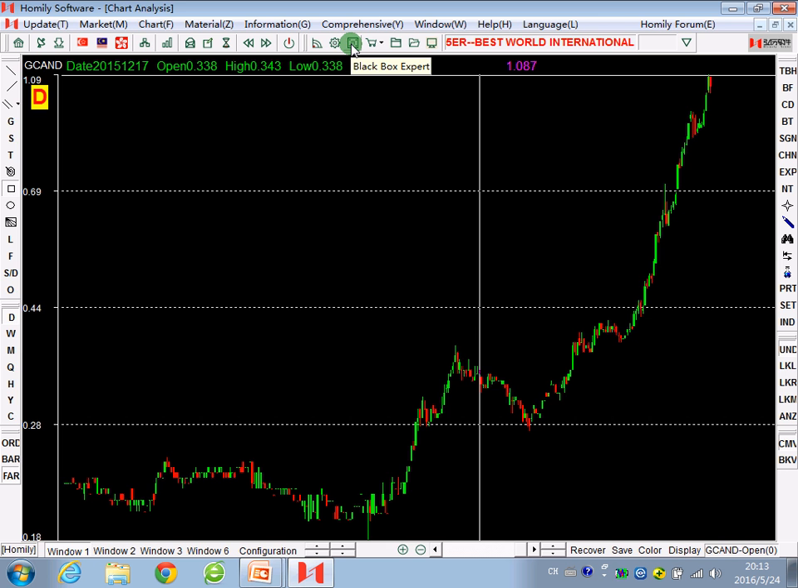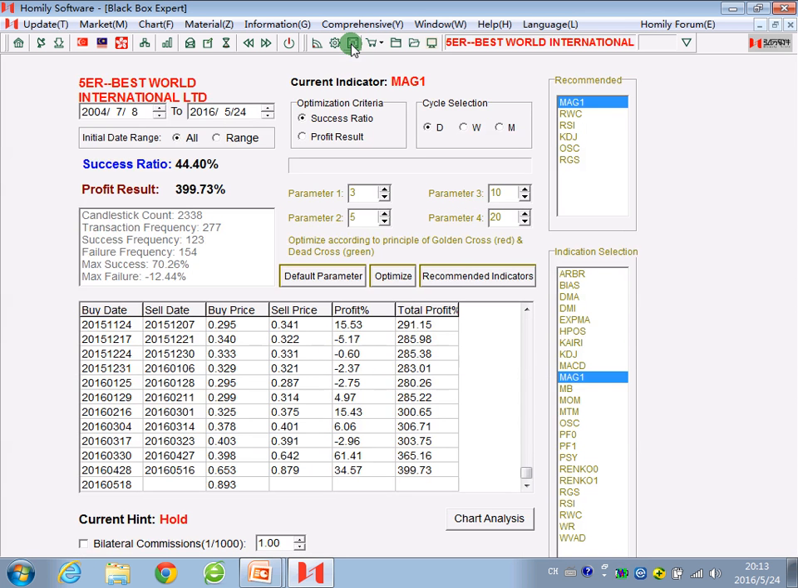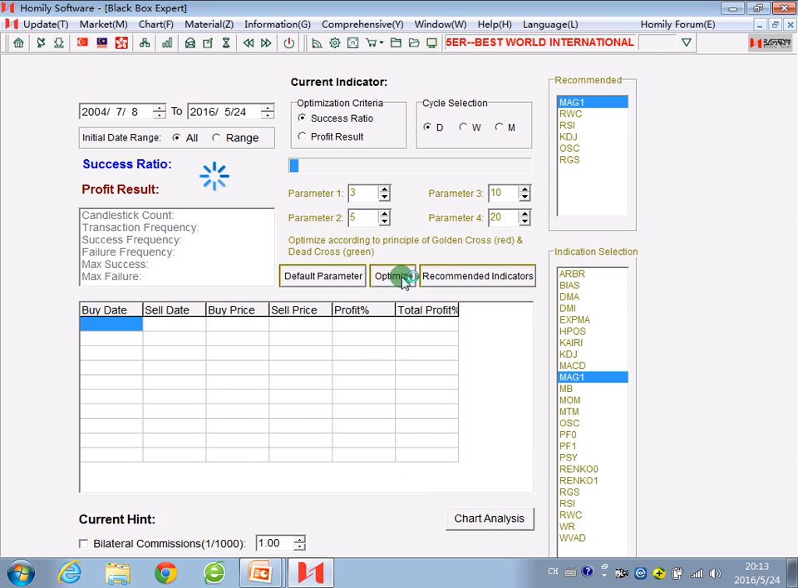This one is called black box expert. We can click this one to judge. This is moving average, right? We should click optimize. Then we can know what's the best parameter for the best word for this stock. Okay.